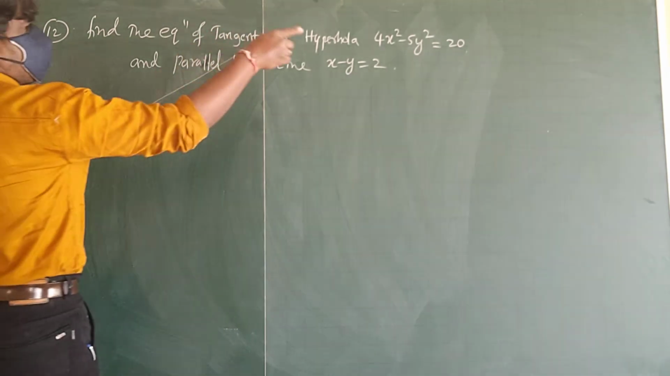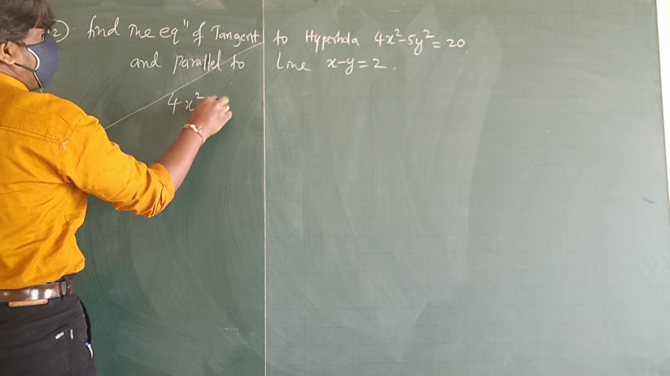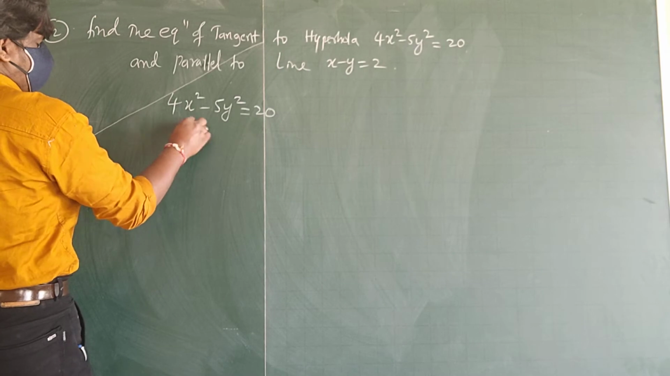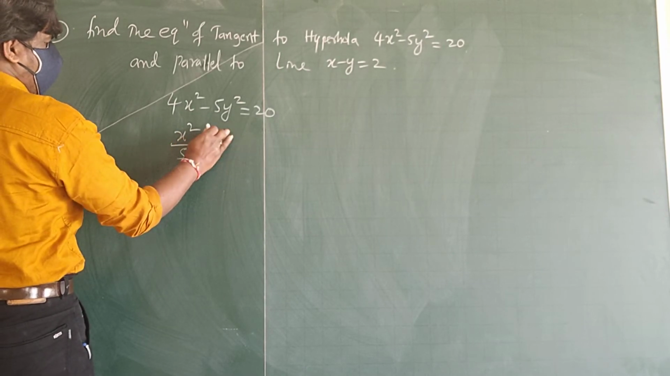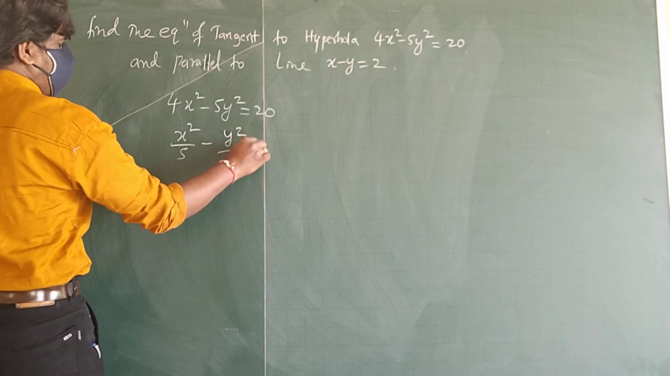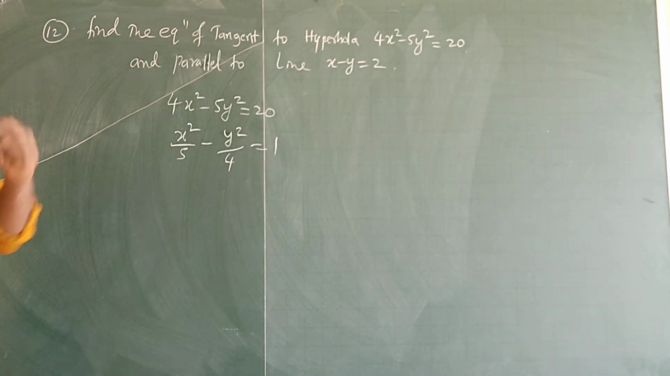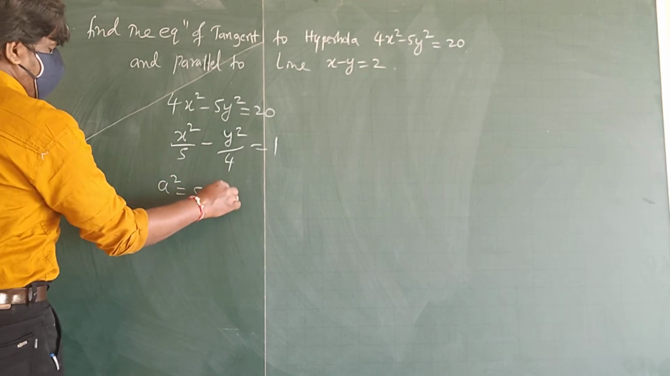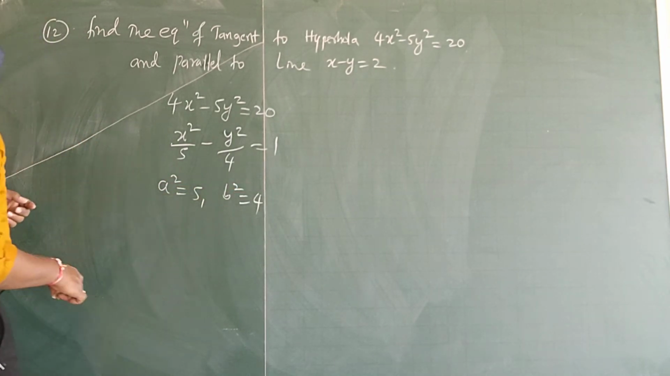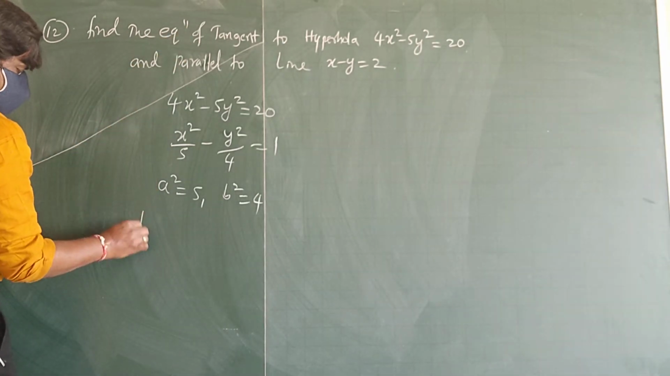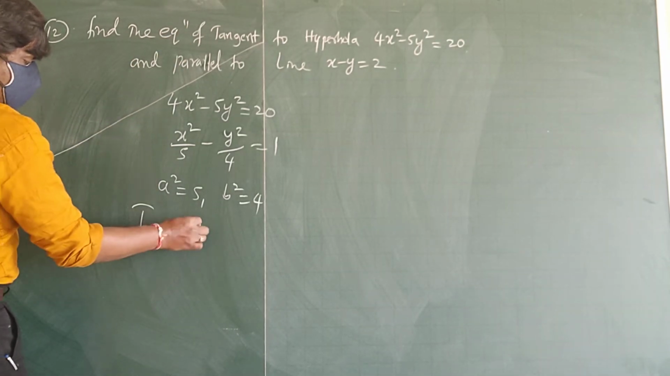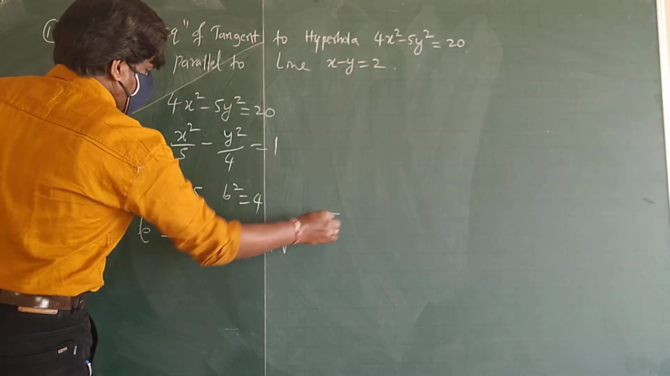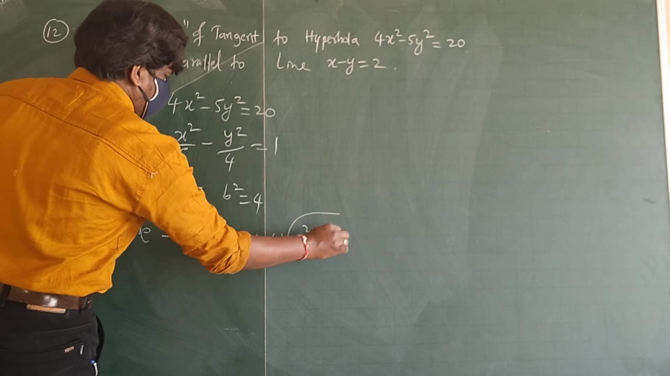So you can take this as 4x square minus 5y square equal to 20. Divide by 20 both sides. So x square by 5 minus y square by 4 is equal to 1. This is a hyperbola. So here a square equals 5, b square equals 4. Then the equation of the tangent. What is the formula? y is equal to mx plus or minus under root of a square m square minus b square.